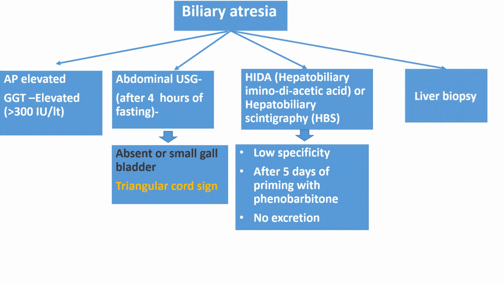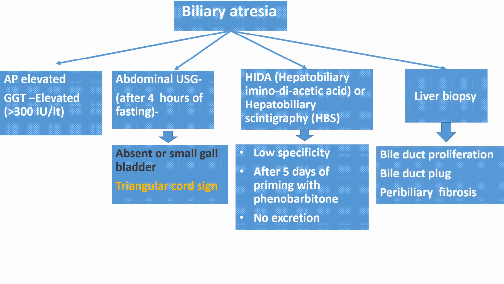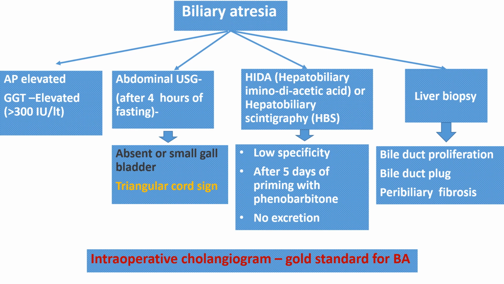So for confirmation, we should go for the liver biopsy, in which you will find bile duct proliferation, bile duct plugs, and peribiliary fibrosis. But this finding can be seen in cystic fibrosis and alpha-1 antitrypsin deficiency. So always we should have clinical sense, and we have to correlate the investigations and the clinical picture. An intraoperative cholangiogram is the gold standard for confirmation of biliary atresia.